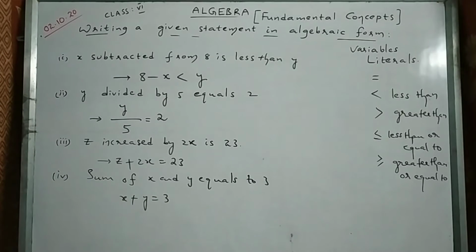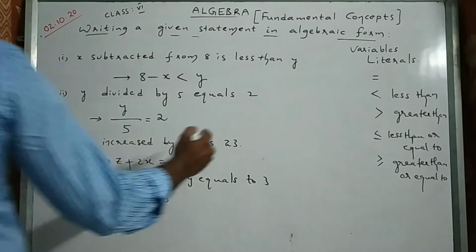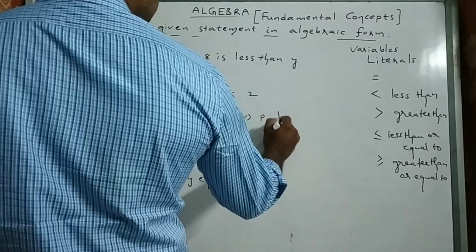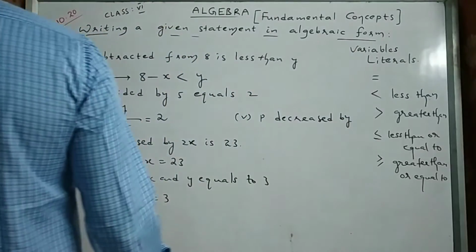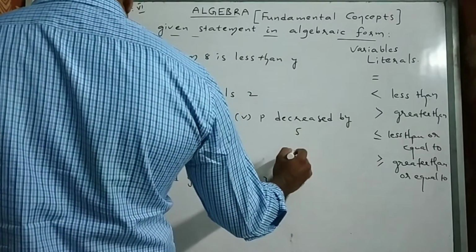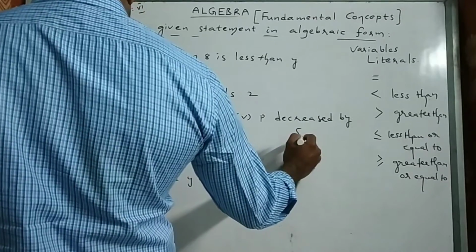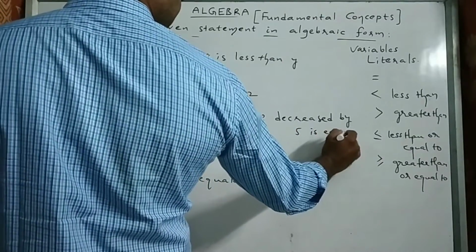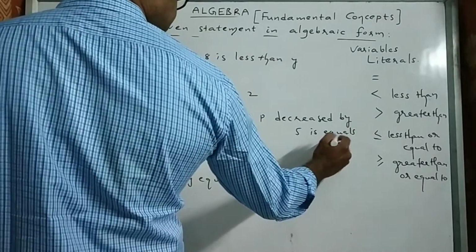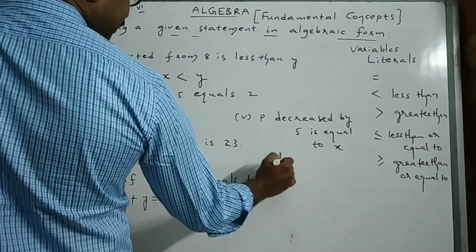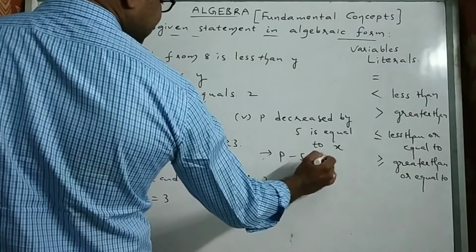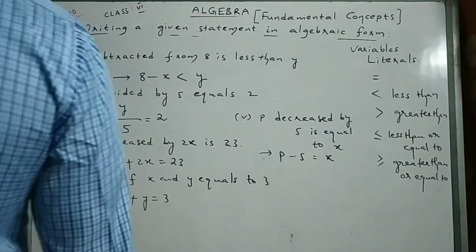For example, one more I will write here. P decreased by 5 is equal to x. Decreased means subtraction. P decreased by 5 means P minus 5 equal to x. So P minus 5 equal to x.